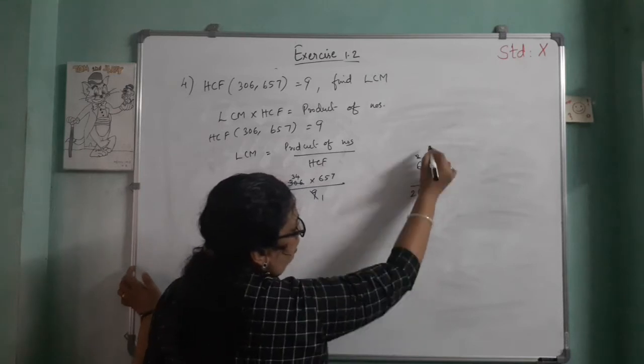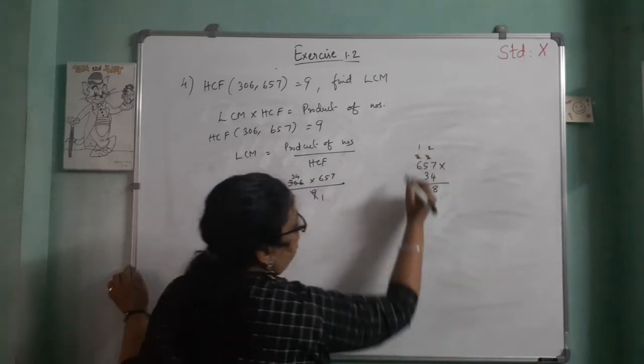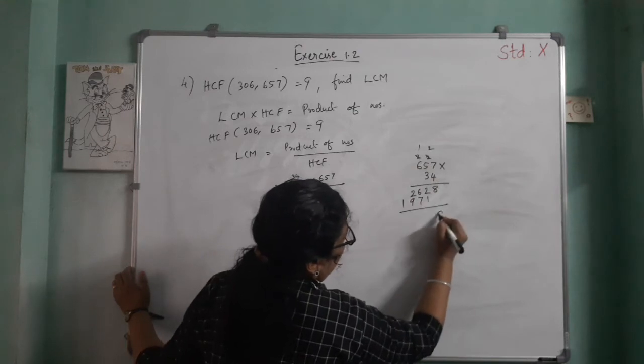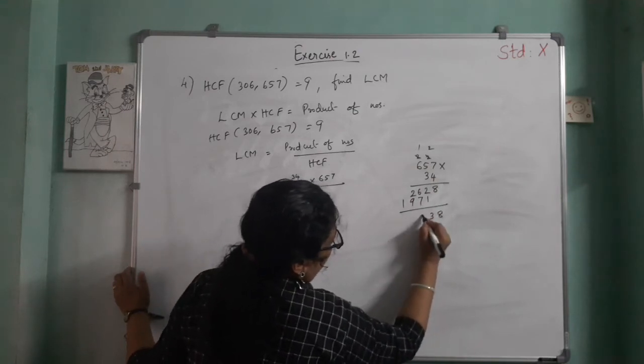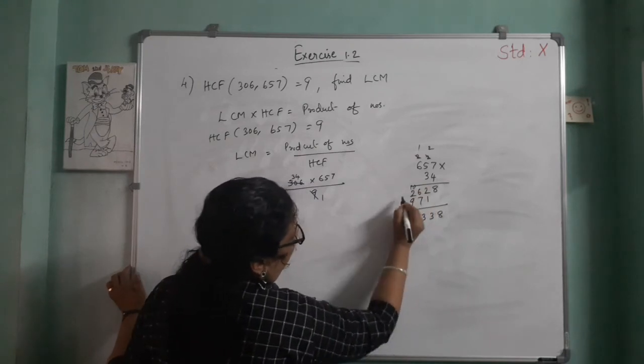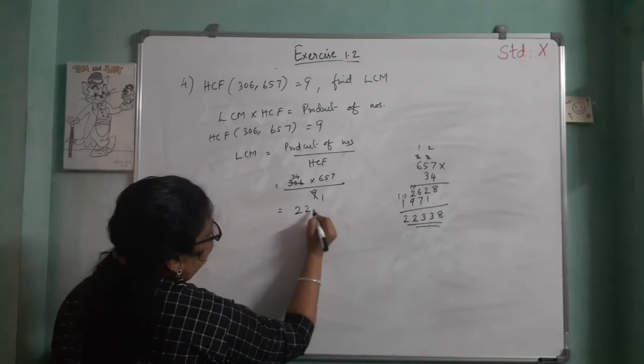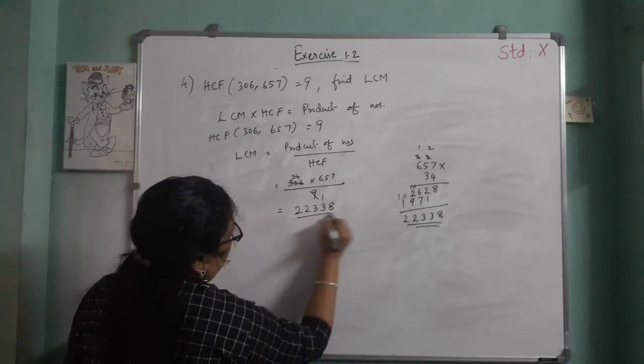3 5s are 15 plus 2, 17, 1 here, 6 3s are 18 plus 1, 19. So adding: 8, 3, 7 plus 6 is 13, 1 here, then 10 plus 2 is 12, 1 here, then 1 plus 1 is 2. So the answer is 22338.